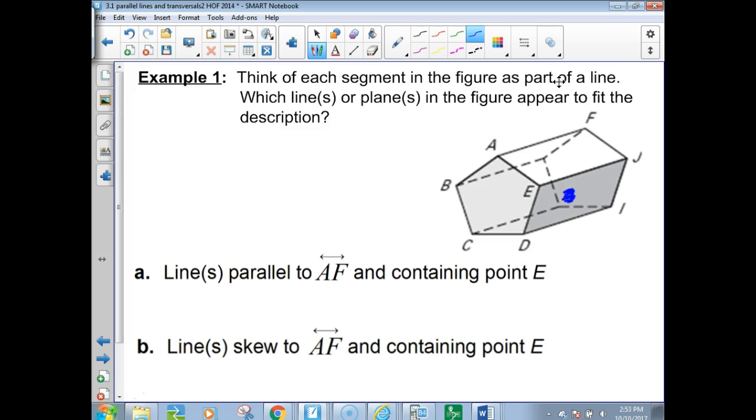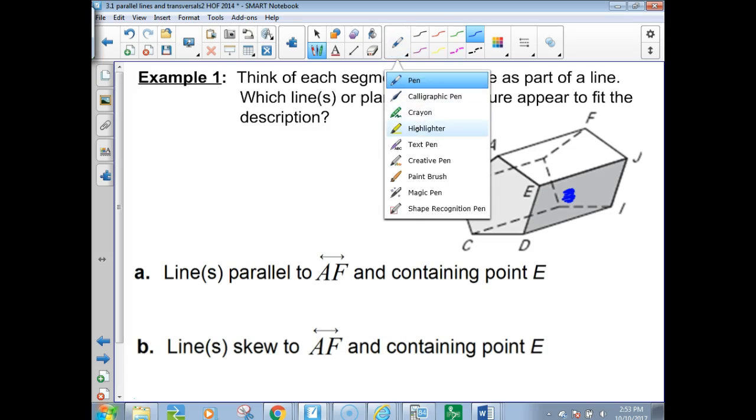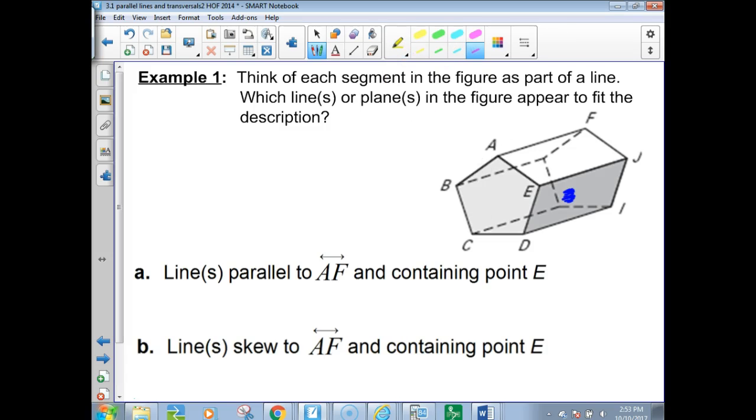Think of each segment in the figure as part of a line. Which lines or planes in the figure appear to fit the description? So now I want a line parallel to AF that goes through E. So I've got to go through point E. Line AF is at the top. So I want something that's parallel to it going through E. So it would have to be EJ. So that's going to be line EJ. Okay, I don't like the way that wrote. It doesn't like my highlighter writing.